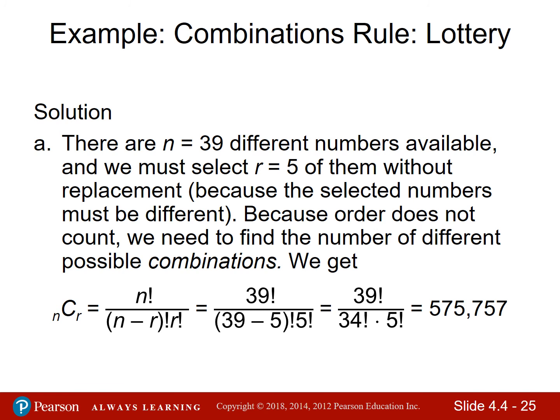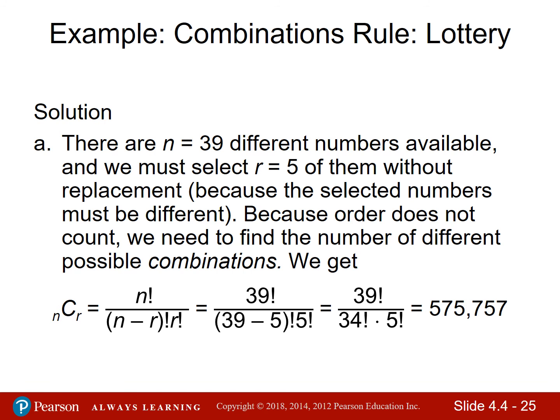n is 39, so we have 39 factorial over 39 minus 5, which is 34 factorial, times 5 factorial. You cannot just subtract 5 from 39 and keep the factorial on one side. No, you cannot do that. So you can see here 39 minus 5 is 34, and we have factorial 5. There are different ways you can do this.